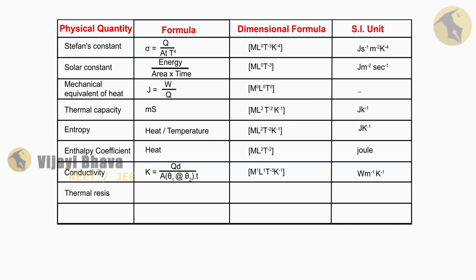Next, the thermal resistance. Thermal resistance is difference of temperature into time by time. The next physical quantity is thermal gradient. Thermal gradient is difference of temperature by length. Difference of temperature is also temperature, which is given by K1, and length is L1. L1 comes to numerator and the final dimension formula of this becomes K1 L minus 1.